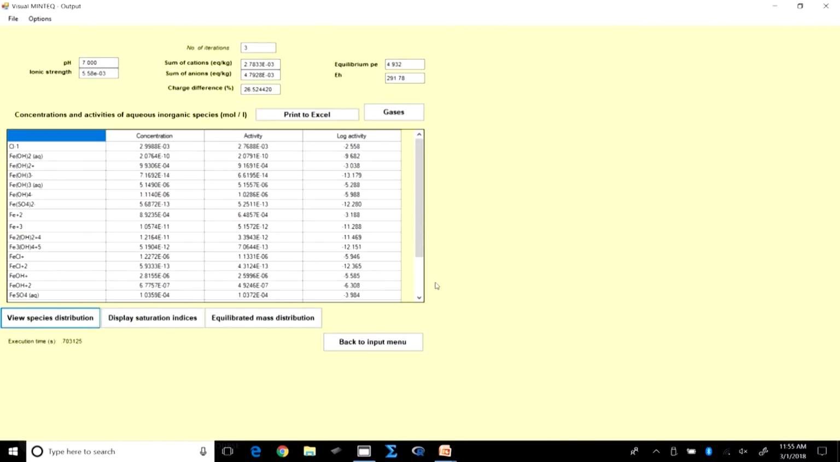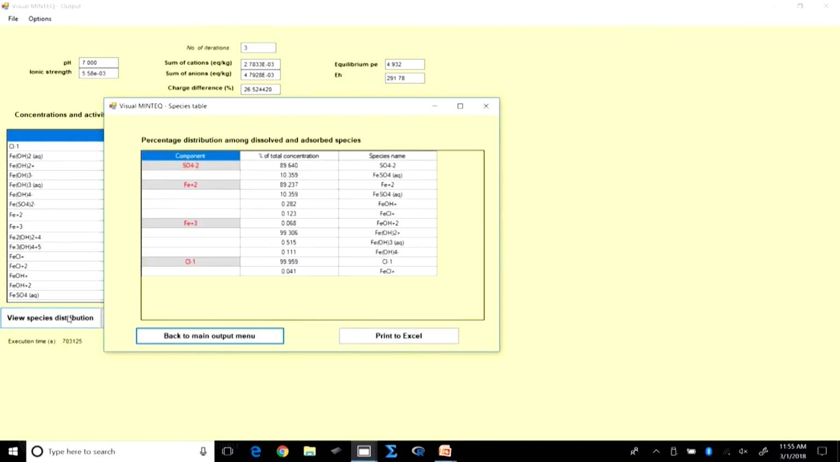Let us look at that for a second again, back to the input menu or view output files, pardon me, and view species distribution. So, as you see, 89% of the total Fe2+ stays as Fe2+, but with respect to Fe3+, I guess they do not even list Fe3+ here because it is at such low concentrations. More than 99.9% exists as complexes, and a negligible amount of the total Fe3+ exists as Fe3+ or the free metal.